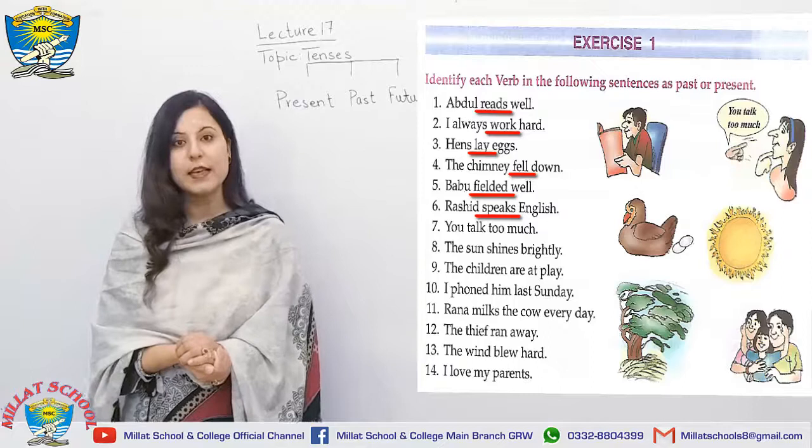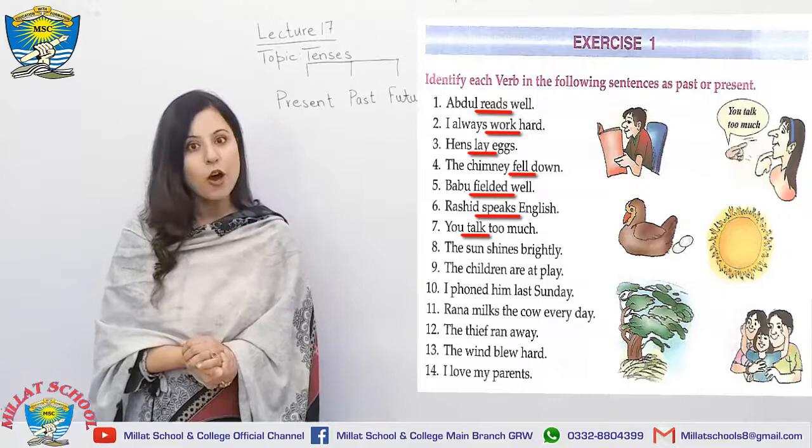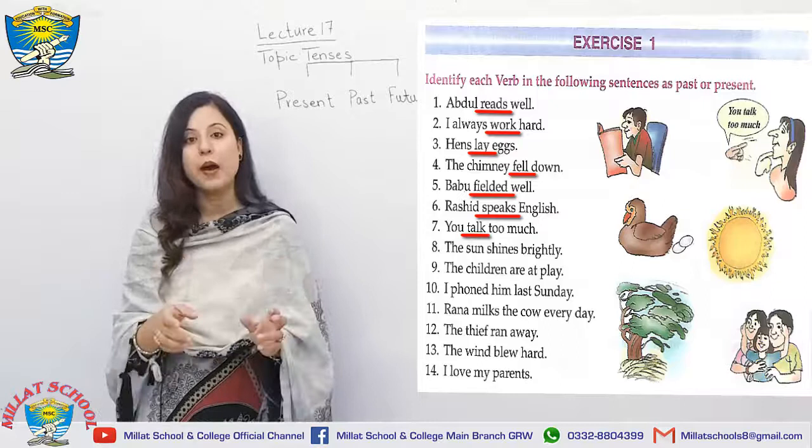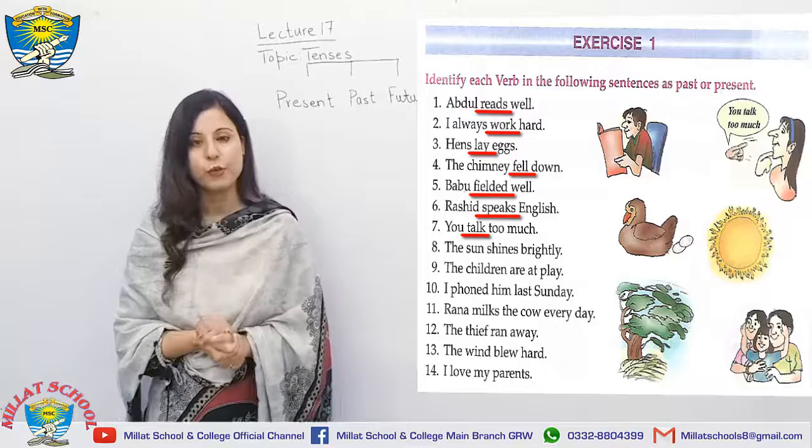Number 7, you talk too much. Talk, what are you doing, what is your action here? Talk. So all we are talking about is an action of someone. The action is actually your present, your past, your future. That is what we are doing here. So the rest of the sentences will be done by you yourself.